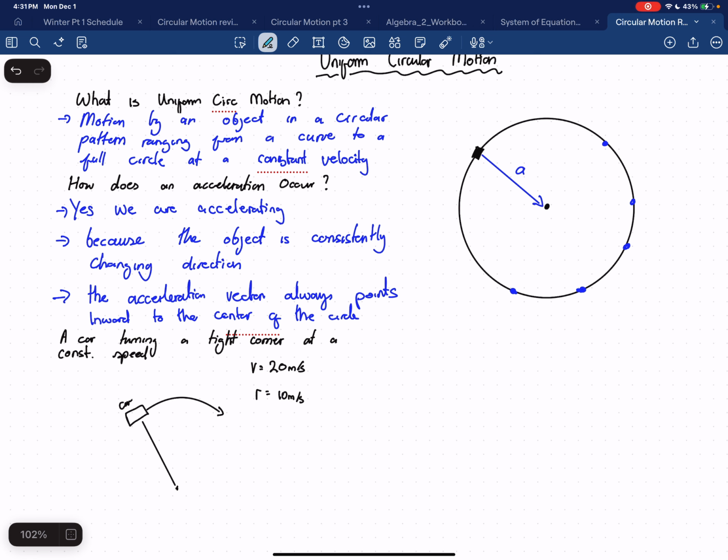So let's see, a car turning a tight corner at a constant speed. Okay, this is the problem here. We're solving the problem. A car turning a tight corner at a constant speed. We want to know the acceleration. Well, centripetal acceleration, which is what this is called, by the way. Centripetal acceleration is given by a_c = v squared over r. So our velocity is going to be 20 meters per second. Square that over 10 meters.